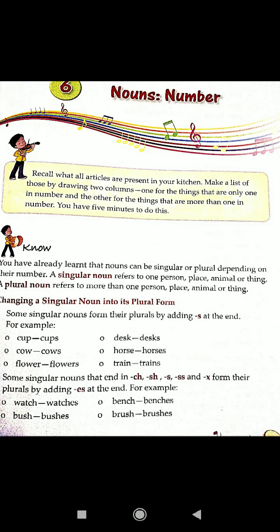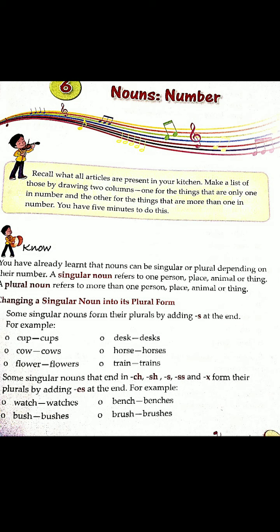You all know that in a singular noun, there is only one person, one place, animal, or anything. And in plural, we have two or more than two persons, places, animals, or things. Changing a singular noun into its plural form. Some singular nouns form their plural by adding s at the end.